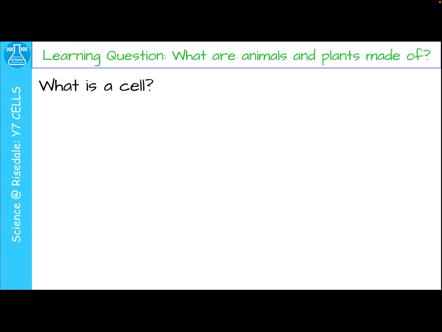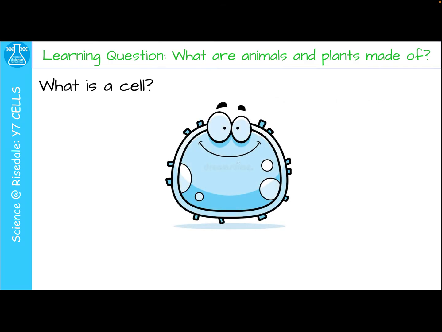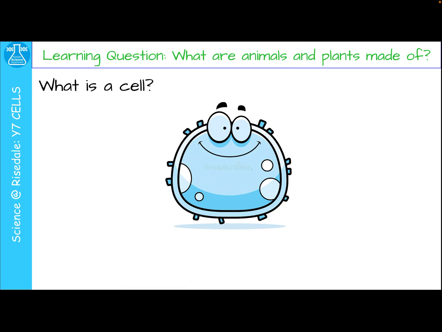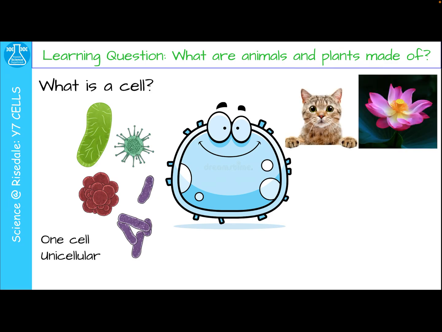To answer this, we have to start with another question. What is a cell? Cells are the building blocks of all living things. Anything living, me, you, a dog, a whale, a tree, they are all living things and are all made of cells. Some living things like bacteria are made of just one cell. These are known as unicellular organisms. People, flowers, and animals are made of lots and lots of cells, and these are known as multicellular organisms.